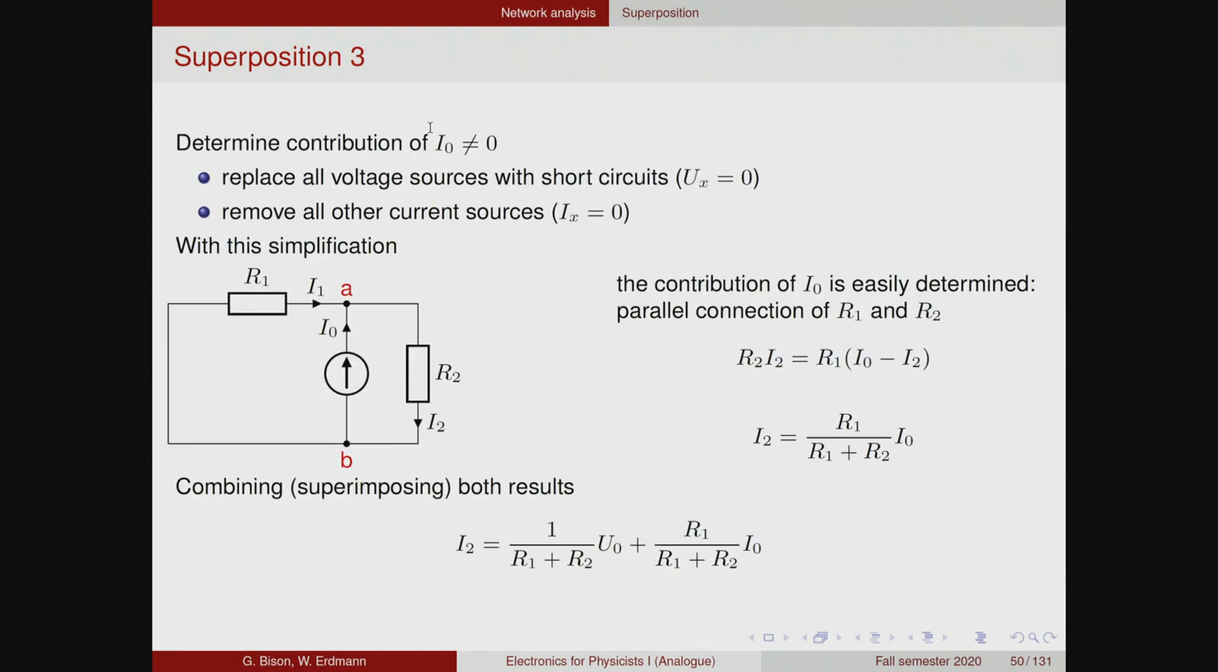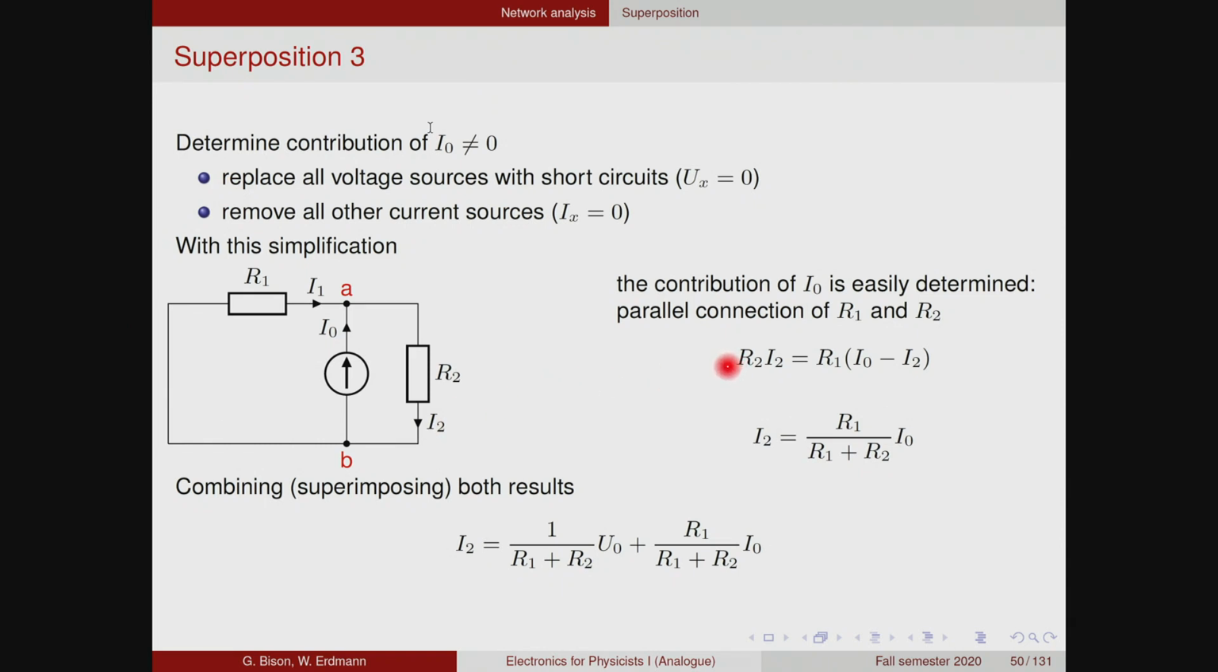If we do the same now for our current source, the rule for current sources is the same. We replace all voltage sources with short circuits, so this we've done here. And we remove all other current sources, there are none. Now we see that we have the current source and two resistors. What this current source does is easily determined.